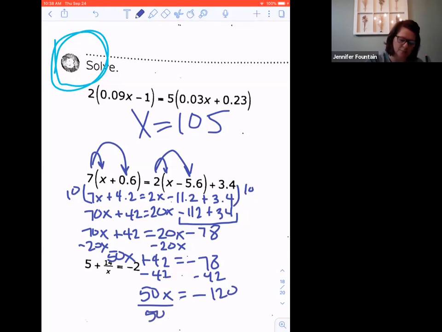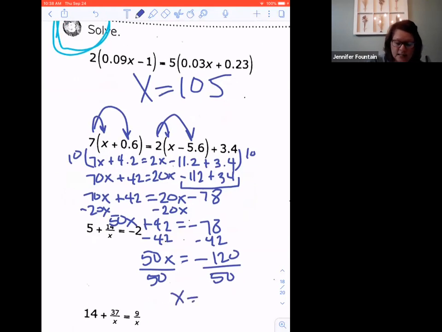Divide by 50. Divide by 50. So here you could just go ahead and say x is equal to, and then you can use your calculator to divide 120 by 50, and since it's a negative divided by a positive, I'm going to have a negative answer, and that will be negative 2.4. Okay, so using this step right here, I could just divide 120 by 50 and get 2.4, and I know it has a negative, so I'd have a negative 2.4.